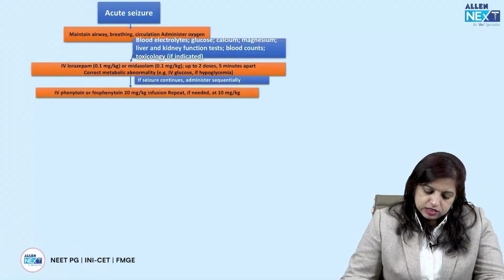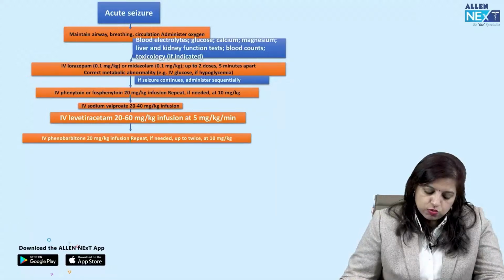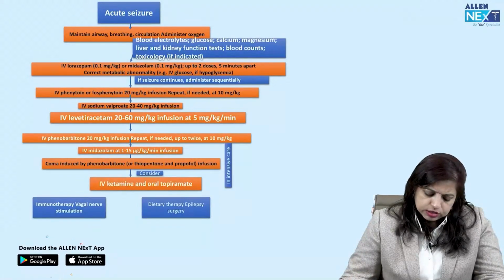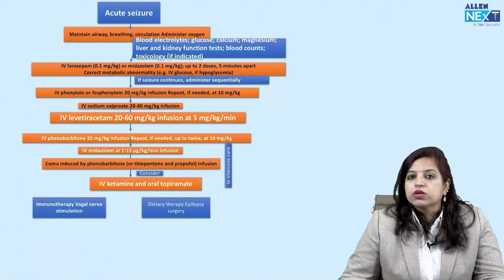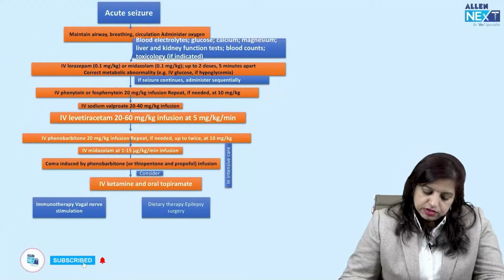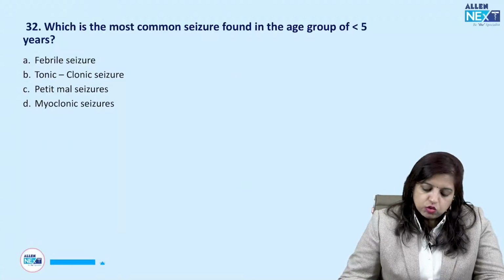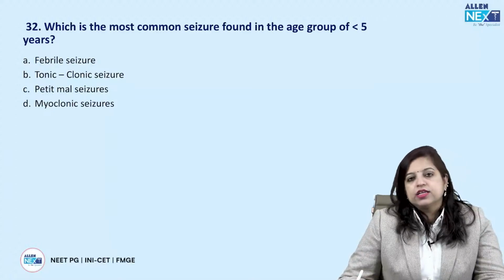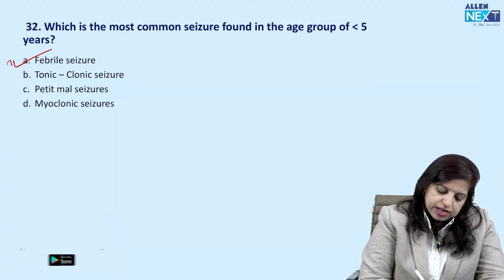Okay, next question is, so this is the complete protocol of how to manage a child whose seizures are not getting controlled acutely. So all these drugs can be given, which we have already discussed. Which is the most common seizure found in the age group of less than 5 years? Straight away the answer is febrile seizures.